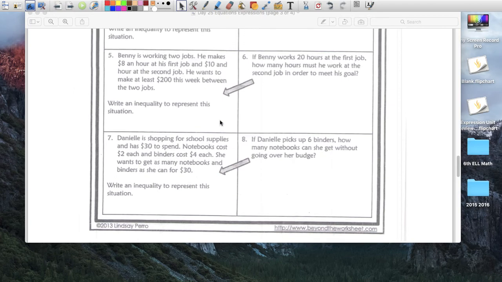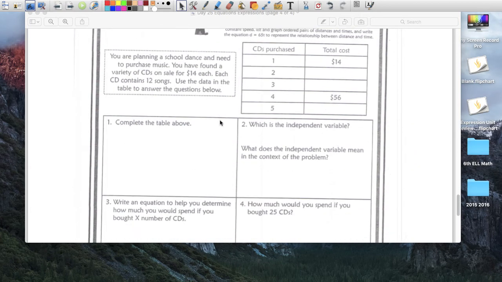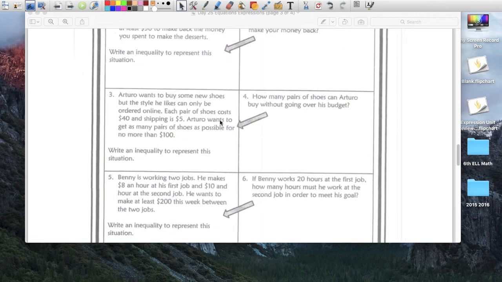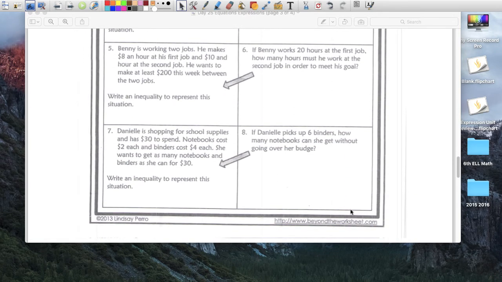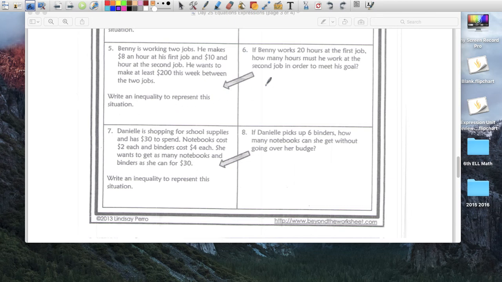I'll do one more. I'll do these two. So number 5, Benny's working 2 jobs. He makes $8 an hour in the first job and $10 an hour in the second. He wants to make at least. All right, so the inequality would be $8 times the number of hours plus $10 times the number of hours, and he wants to make at least $200. So at least $200 means greater than or equal to 200.